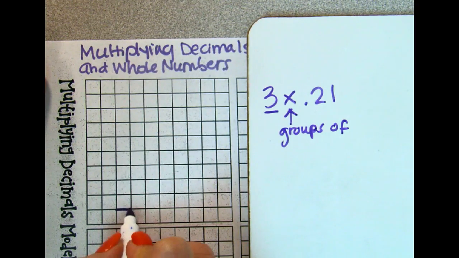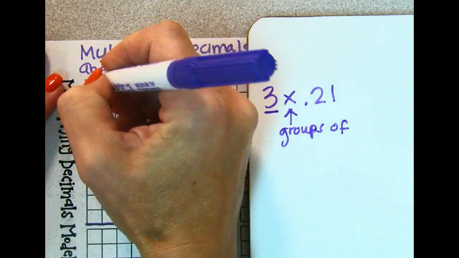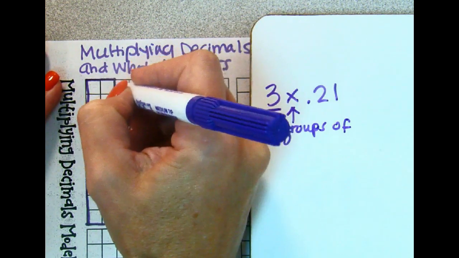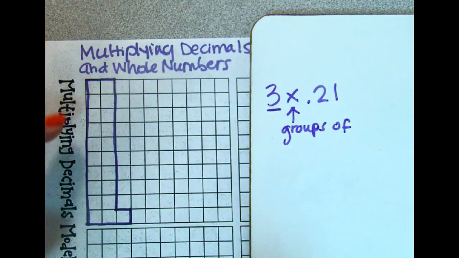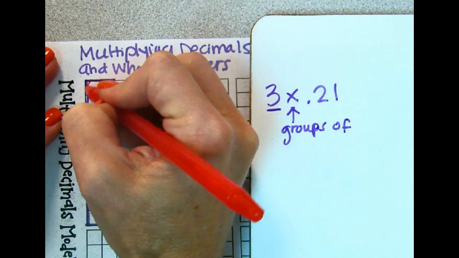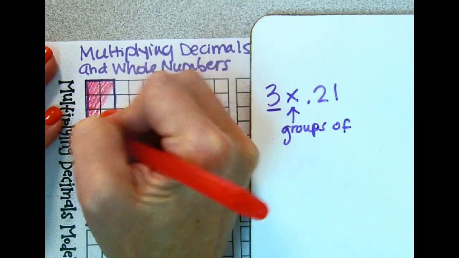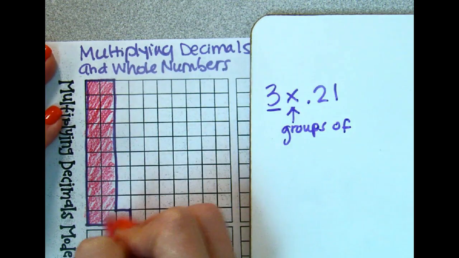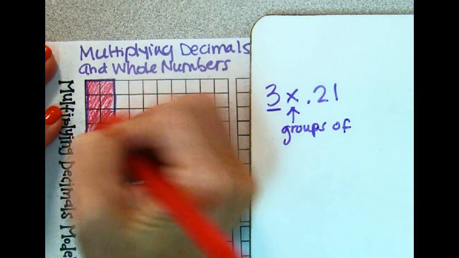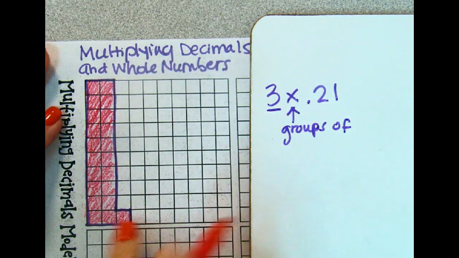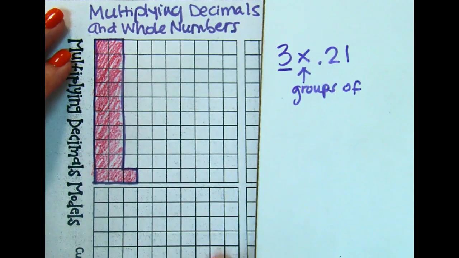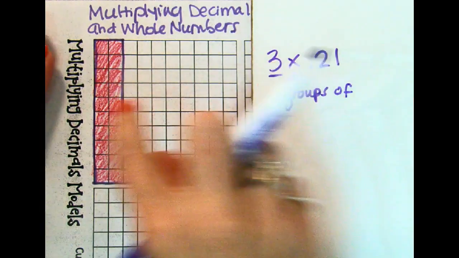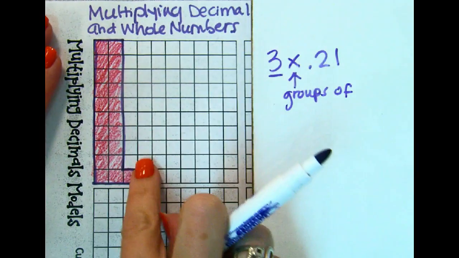So I could just outline that and say, all right, we've got 21 hundredths. And I could color that in. Here's one group of 21 hundredths. Okay, so let's double check. We have 21. We have 20, 1. Okay, so 21 hundredths. Let me move that up just a little bit. Okay, we need 3 groups, so I only have 1, so I need another group of 21 hundredths.